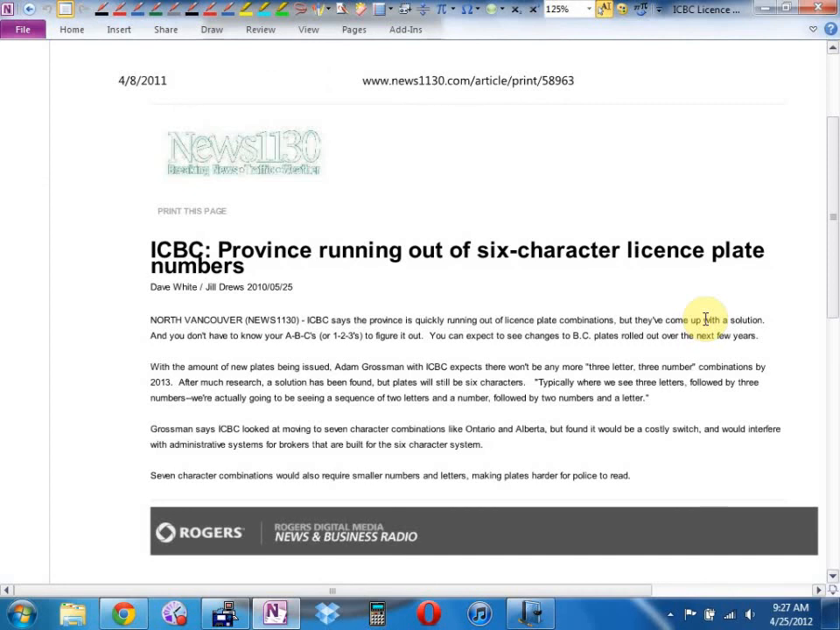ICBC, this came out 2 years ago. Province is running out of 6-character license plates. So for the longest time, car license plates were letter, letter, letter, number, number, number. How many choices do I have for the first letter? For the second? For the third? And then 10 digits, 10 digits, 10 digits. In fact, it's 26 cubed times 10 cubed.